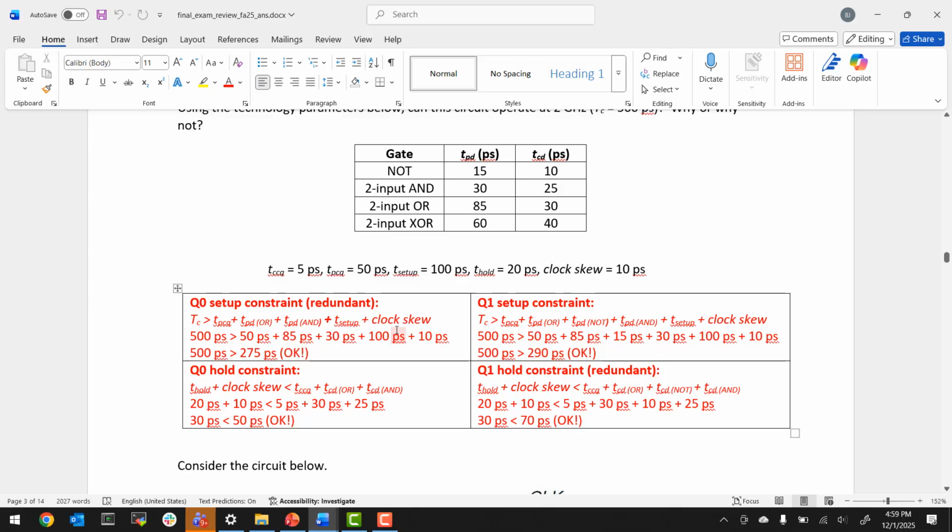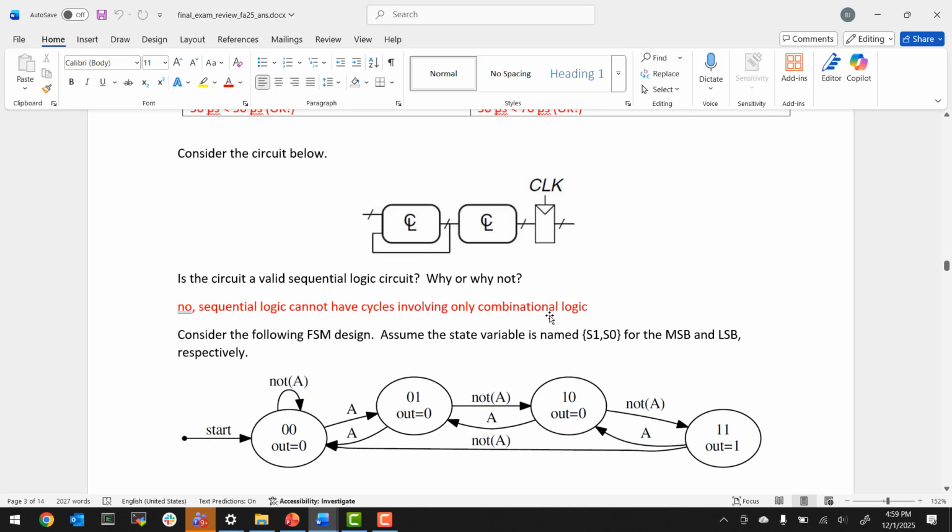Now notice, I have to do this separately for Q0 and Q1, because you have to do a setup and hold time analysis for each of the 2 registers, the 2 flip-flops. I don't think we ever had an example like that before.